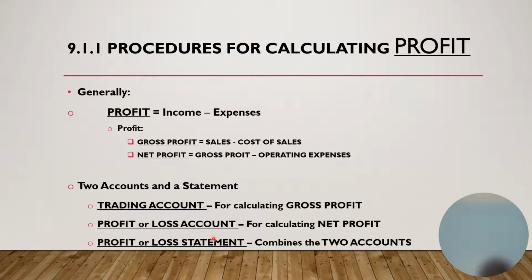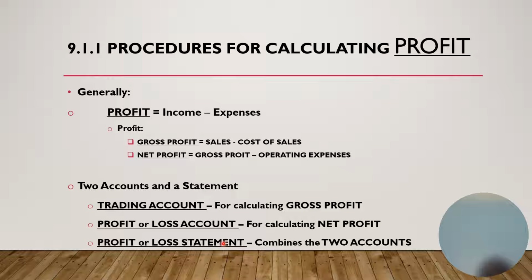And then thirdly, we have what we call profit or loss statement. Now you need to distinguish or differentiate between an account and the statement. The account is a ledger account, which is a T account, and which has a debit side and a credit side. So meaning it is horizontal. The structure is horizontal. And then the statement is vertical.